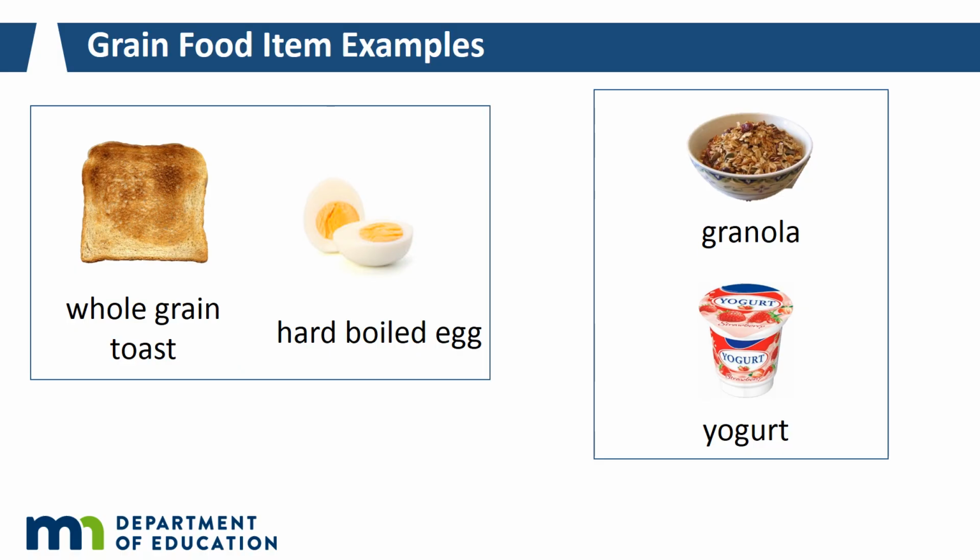Here are a couple examples of substituting meat alternate for grain. Both of these options would credit as 2 ounce equivalents of grain. On the left, we have a piece of whole grain toast and a hard-boiled egg. And on the right, we have granola and yogurt.